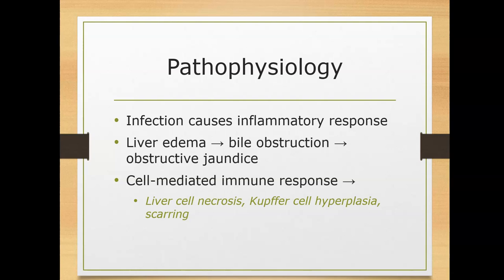So let's move on to the pathophysiology of a viral hepatitis infection. Okay, the infection causes the inflammatory response. When you have inflammation, you know you have vasodilation, you have increased capillary permeability, and fluid will shift out of the capillaries into the interstitial tissues, causing inflammation or swelling of the tissues. That edema will eventually, in the liver, cause bile obstruction and obstructive jaundice, which is going to lead to some of the signs and symptoms we're going to see in somebody with a hepatitis infection.